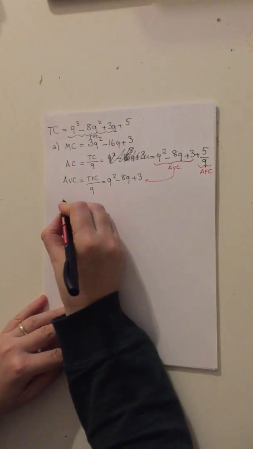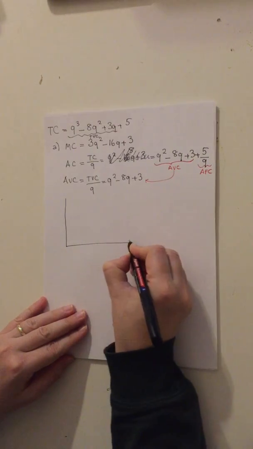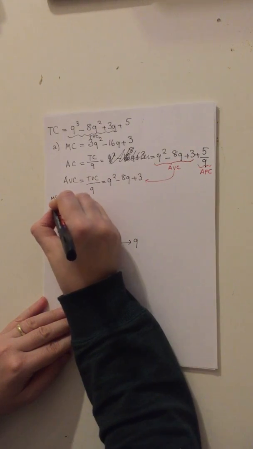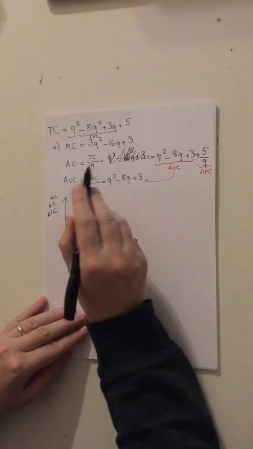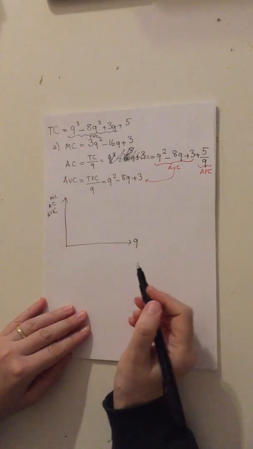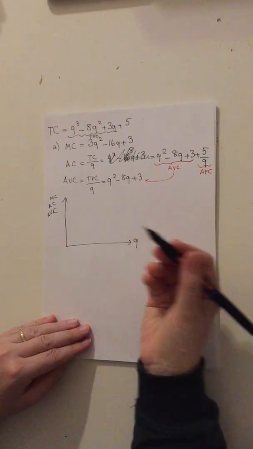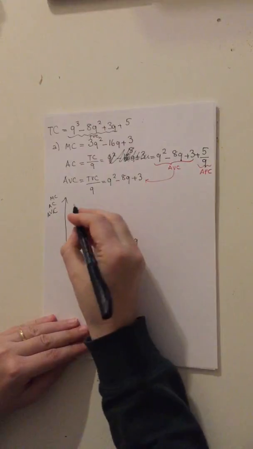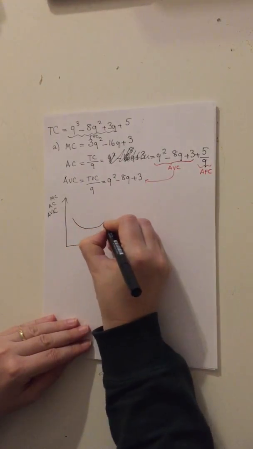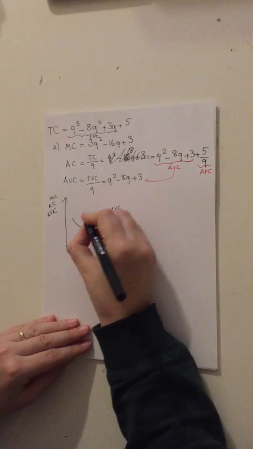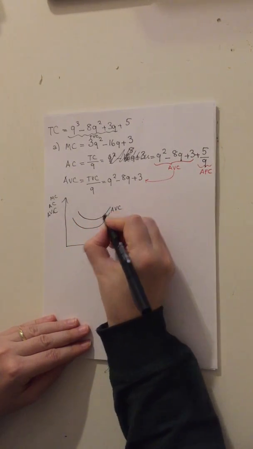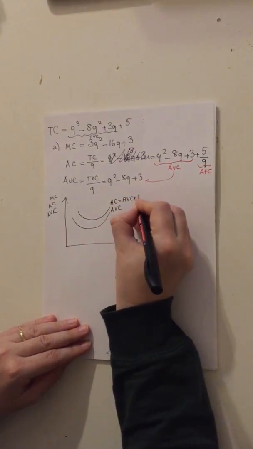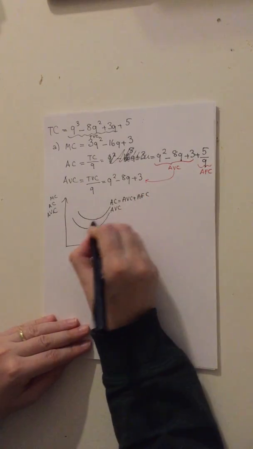And sketch them on a graph, it says in the question. Here q, and here marginal cost, average cost and average variable cost. For a third degree total cost function, we have second degree marginal cost, average cost and average variable cost. So they are all U-shaped. Average variable cost looks something like that. And average cost is just above the average variable cost, because average cost is the sum of average variable cost and average fixed cost, and they are not parallel to each other.